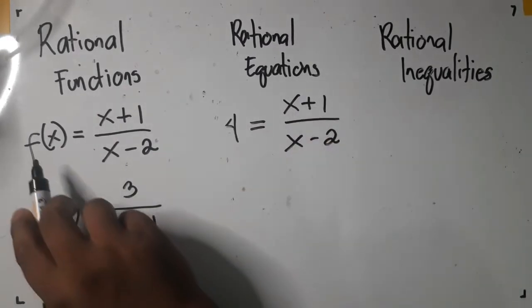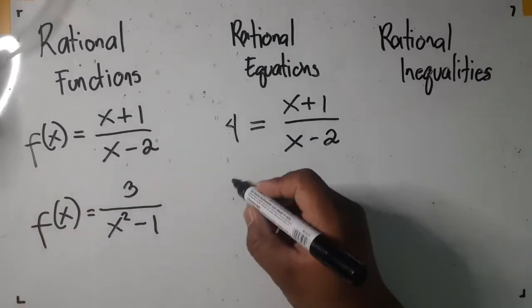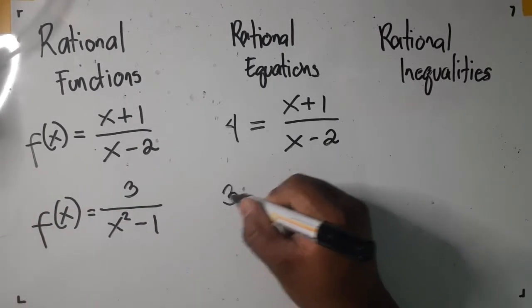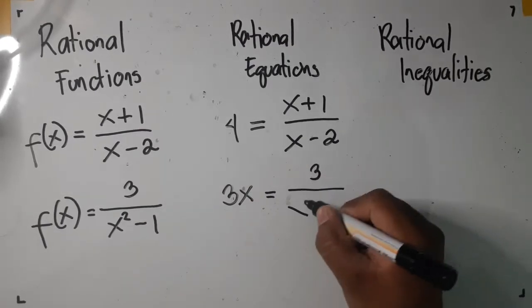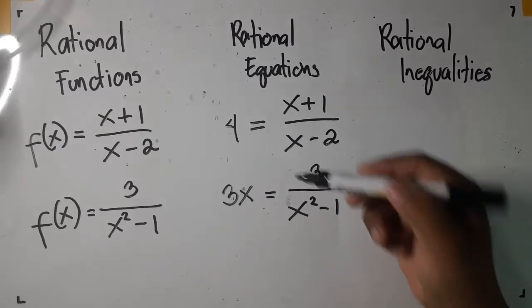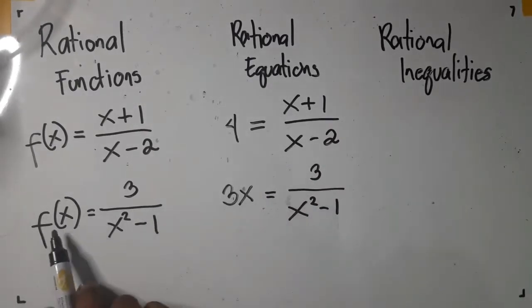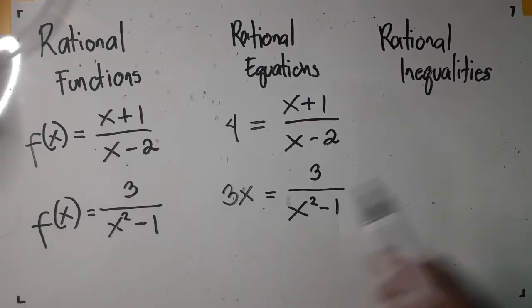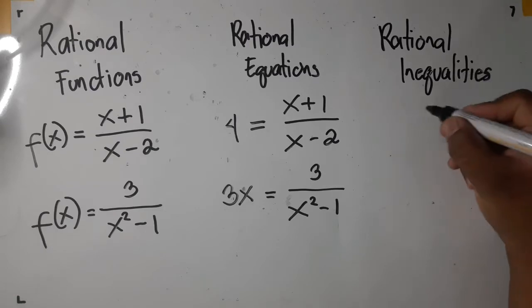So the difference between the equation and function is that a function is named f or g, but for an equation there is no name. Another example is 3x equals 3 over x squared minus 1. You notice there is an equal sign, but the equation is not named as a function f or g, or h or any letter.